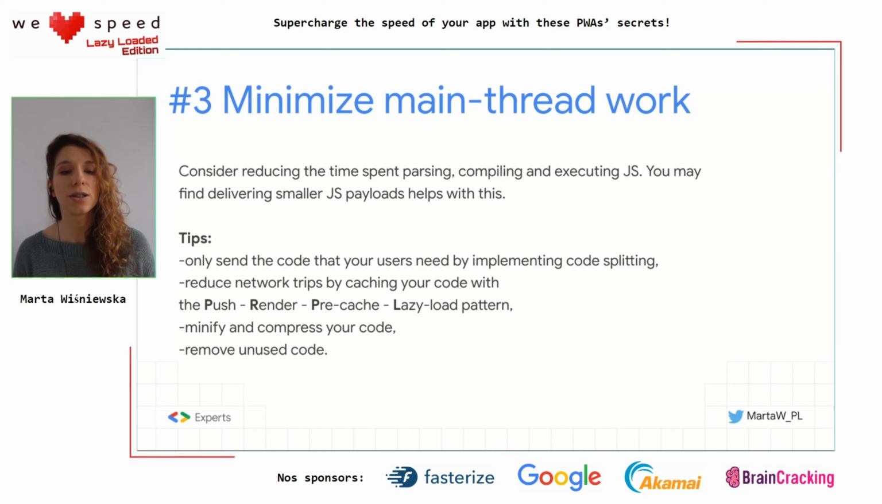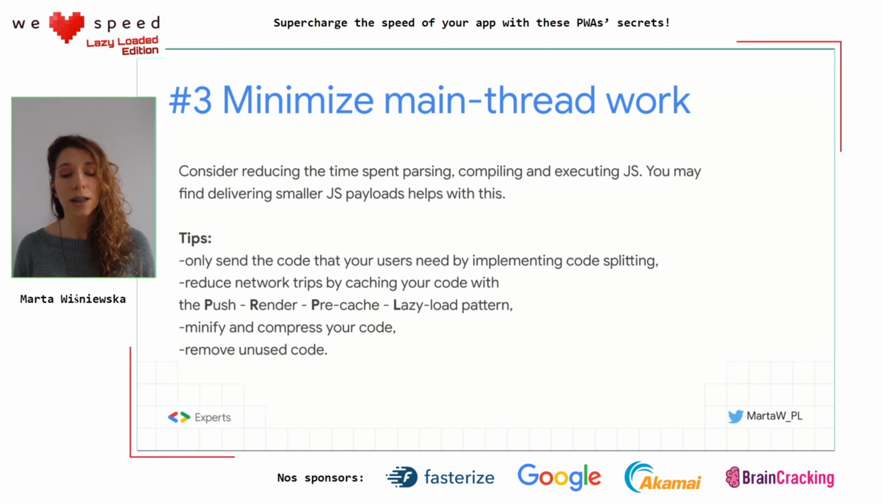The other technique is the PRPL pattern. In this pattern, we push all the critical resources at the beginning. Then we render the initial route as soon as possible. Then we precache all remaining assets. And at the end, we lazy load remaining routes and non-critical assets.